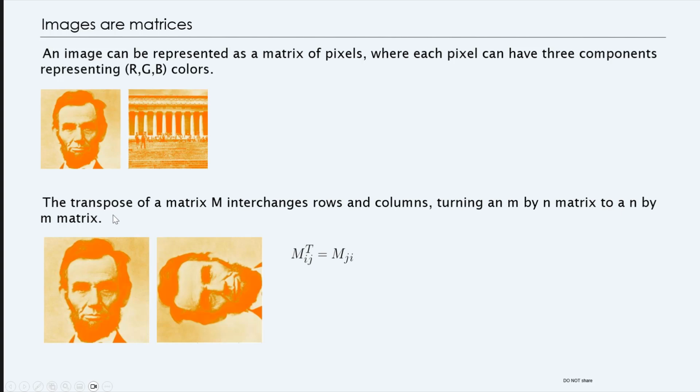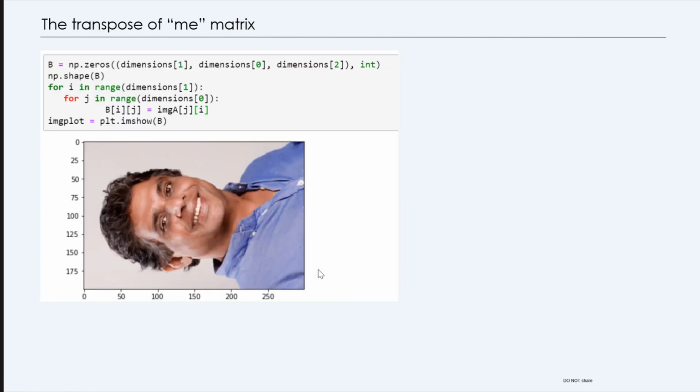And the transpose of a matrix M, for example, if you take a row of an image and then make it a column, you actually rotate the image counterclockwise 90 degrees. So it's a very simple operation. Your ij element in the matrix becomes the ji element of the transpose.